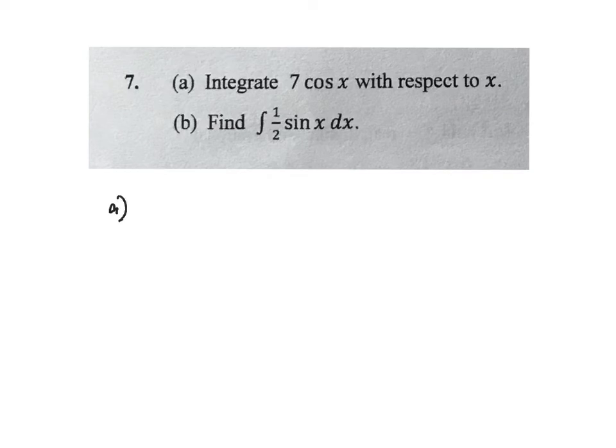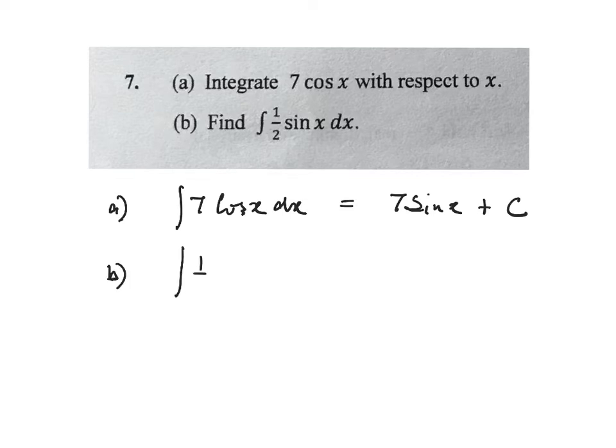Part A, very straightforward this question. Integrate 7 cos x with respect to x. When we integrate cos, we get sine, so it's a straightforward change. It's an indefinite integral, so we must add on the constant of integration. This is similarly straightforward, except that when we integrate sine, we get a negative cos. So it's negative 1/2 cos of x, again, plus the constant of integration c.